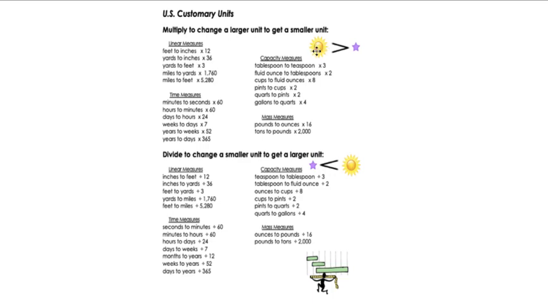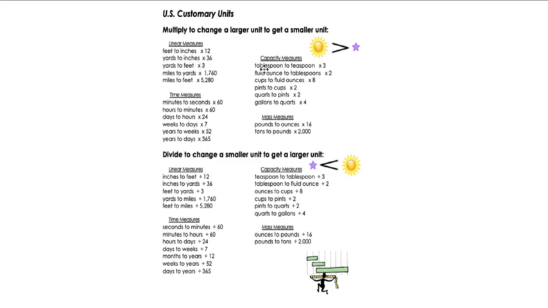If you're going from a larger unit, like a large sun, to a smaller unit, like a small star, you would multiply by a specific number. So when you go from a larger unit to a smaller unit, you're going to multiply to make the change. For instance, feet is larger than inches, so if we go from feet to inches, we would multiply by 12. Yards are greater than inches, and if you go from yards to inches, you would multiply by 36.